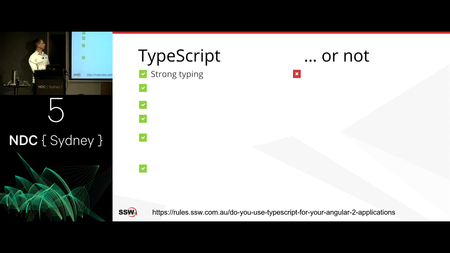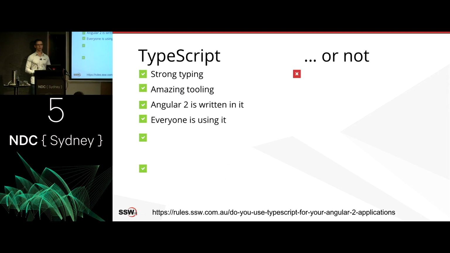So TypeScript is going to give you strong typing. It gives you amazing refactoring and amazing tooling. But another big part of the choice behind it is Angular 2 is actually being written in TypeScript. So you can see there's a lot of greens on the left, there's not many reds on the right. It's pretty much everybody's using it.